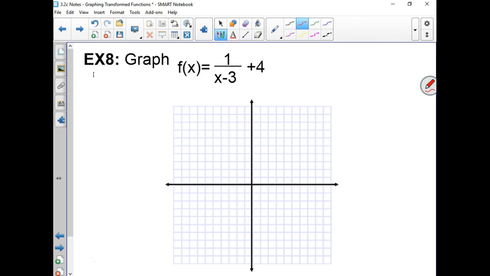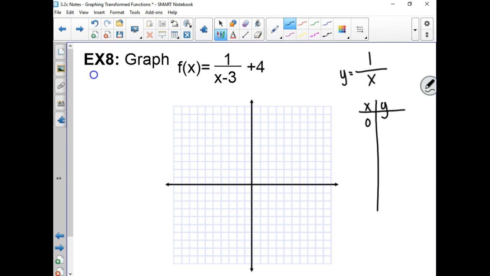So if we just graph 1 over x, that's your parent rational function, right? So if I make a table for that, if I plug in 0, I get 1 over 0. Can I divide by 0? I cannot. So that's undefined, which means I can't graph that. So I'm not going to have anything at 0.